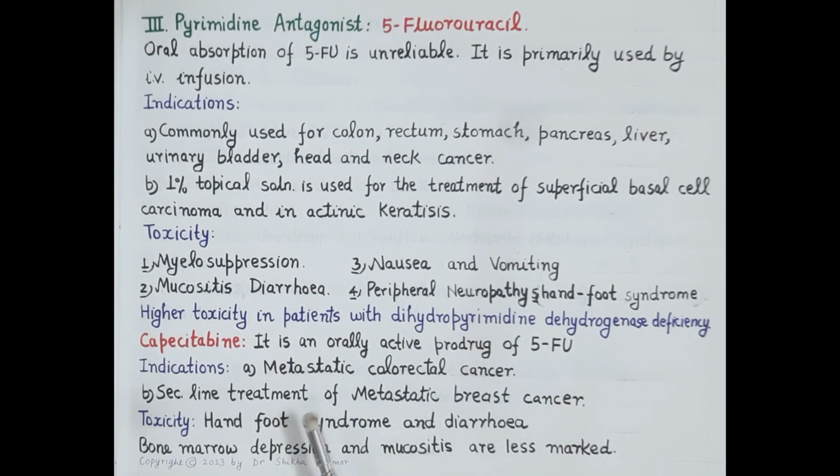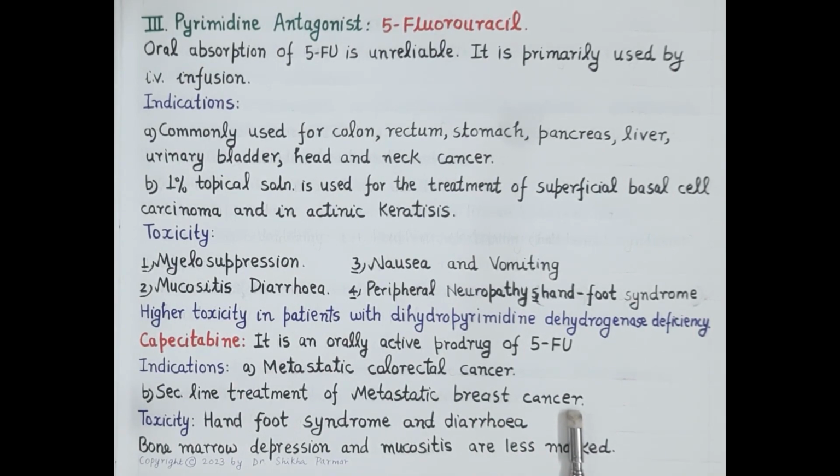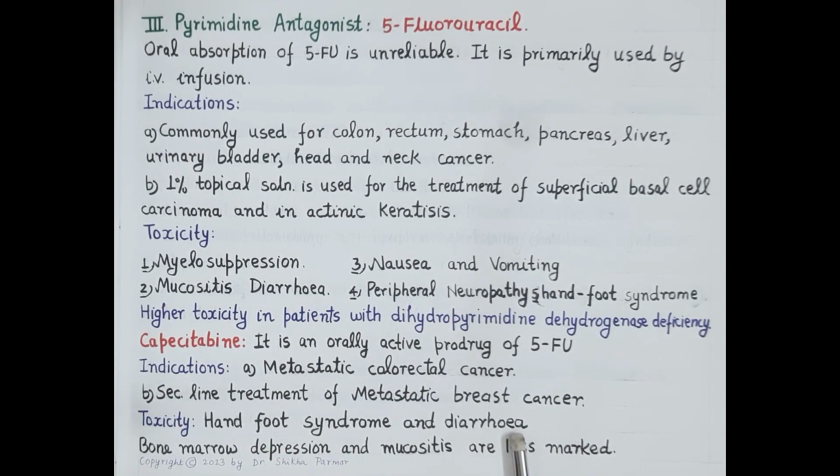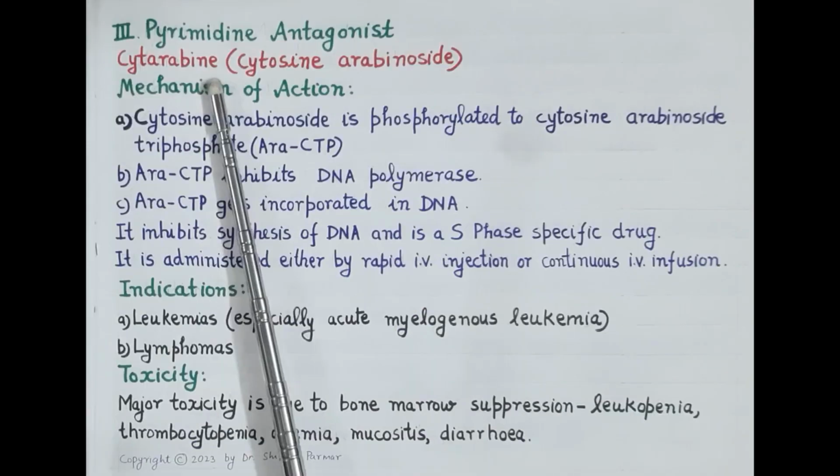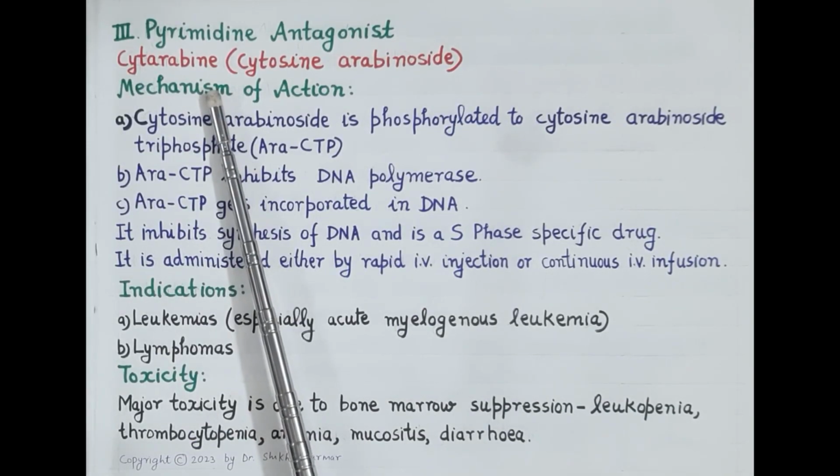It is indicated in the treatment of metastatic colorectal carcinoma, that is metastatic colorectal cancer, and it is also used as a second line treatment for the management of metastatic breast cancer. Then like 5-fluorouracil, it can also cause hand-foot syndrome and diarrhea. Bone marrow depression and mucositis are less marked with capecitabine. So, this is the pharmacology of 5-fluorouracil and capecitabine. Now, another pyrimidine antagonist is cytarabine.